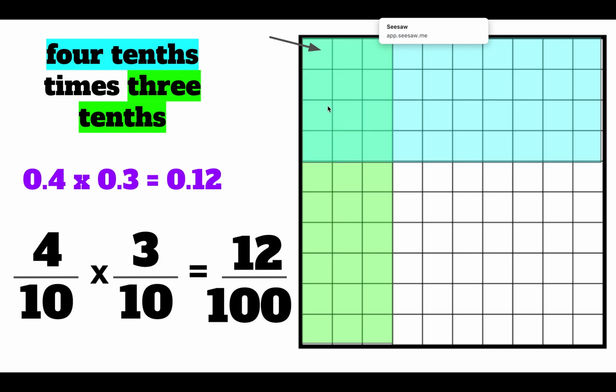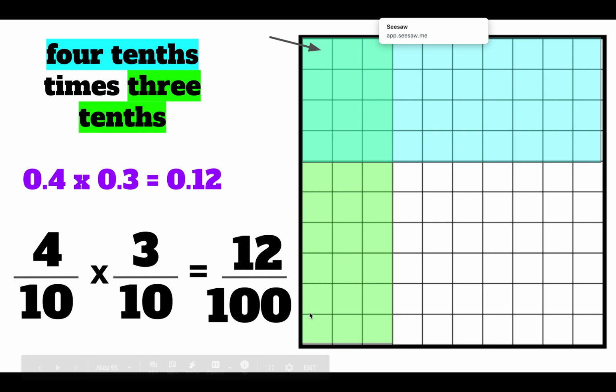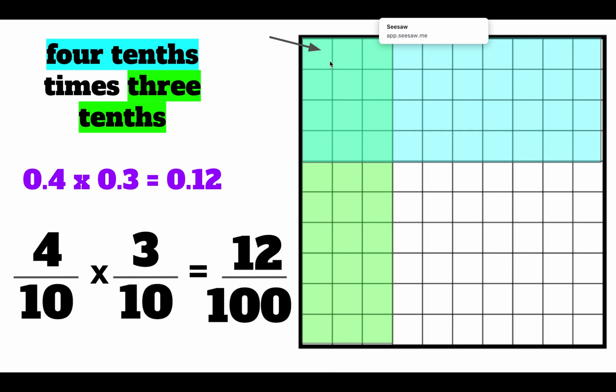Now this one shows 3/10ths that are green because it's 3 green bars. You could say 3 columns of green and 4 rows of blue. Where they overlap, there's 12/100ths. So here's my decimal equation. Here's my fraction equation.